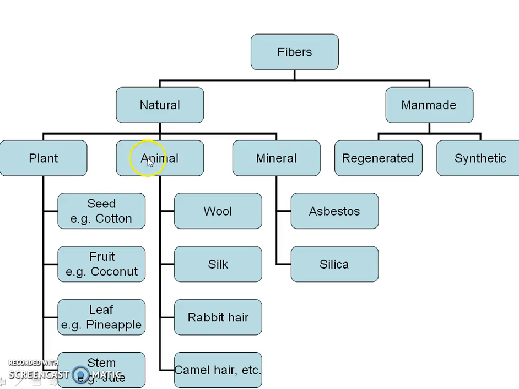The animal fibers further are wool obtained from sheep, silk obtained from silkworm, and hair of some other animals such as rabbit and camel. The fibers which are obtained from minerals are asbestos and silica. Man-made fibers can be further classified as regenerated and synthetic. This will be taken up in the next session.